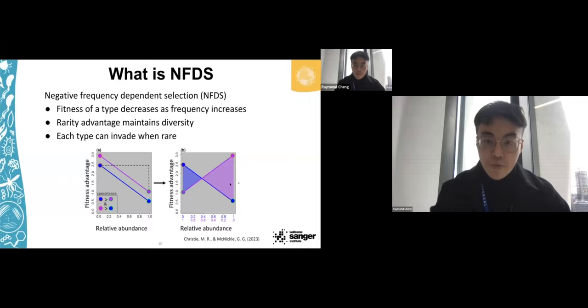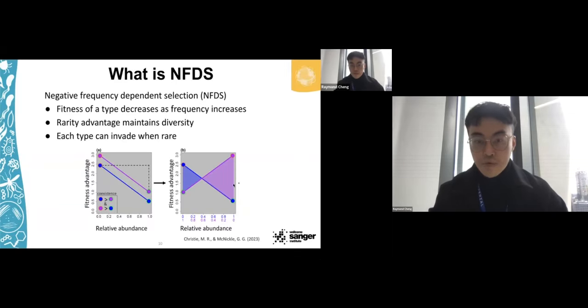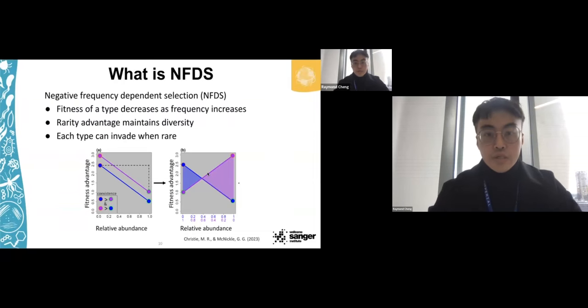You can do it the other way around, with the purple type invading into the blue type, and you will reach a similar equilibrium. So this dynamic shows how NFDS maintains the diversity.